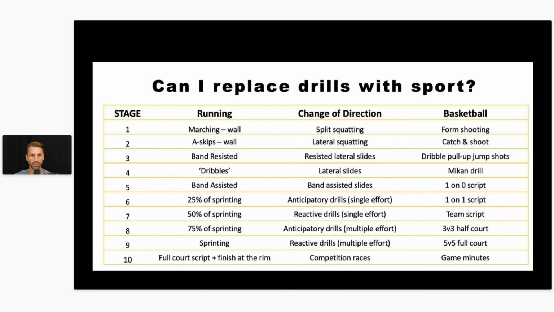But we shouldn't be working on band resisted running, but we're doing anticipatory drills for change of direction. Like, that doesn't match up. The variables and the stress are different. So that's a way we can start to leverage this.